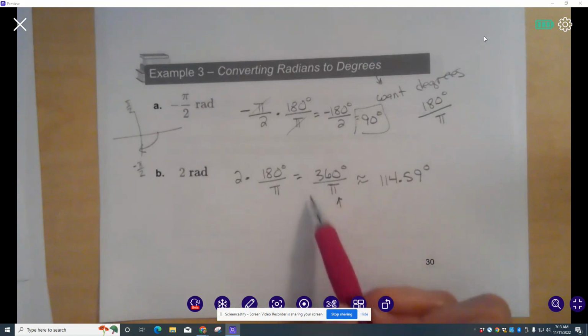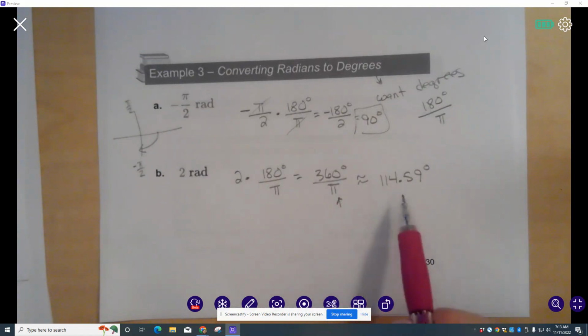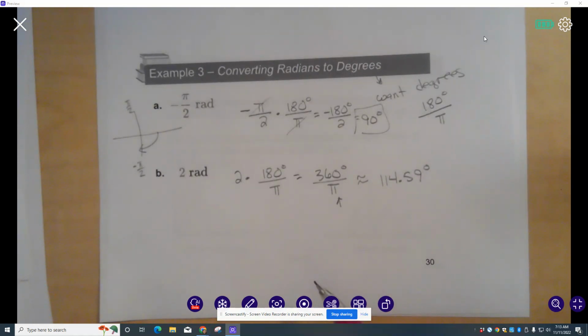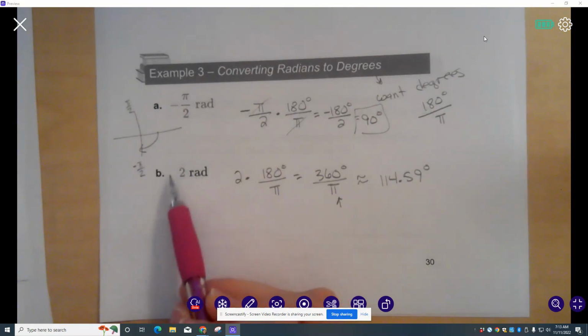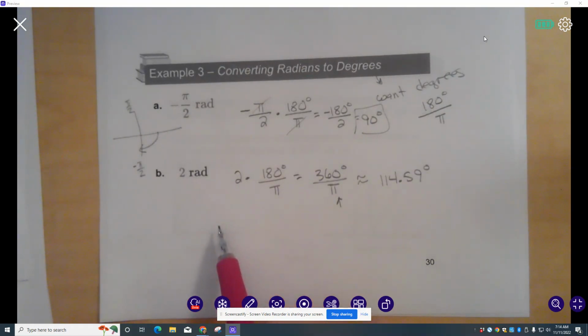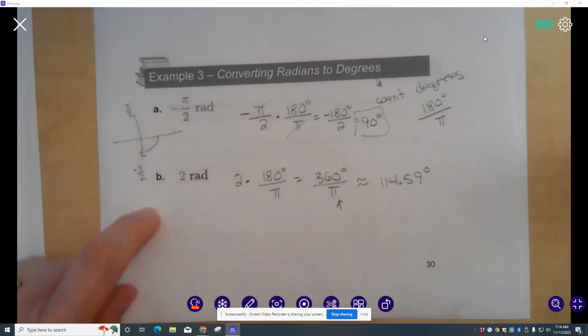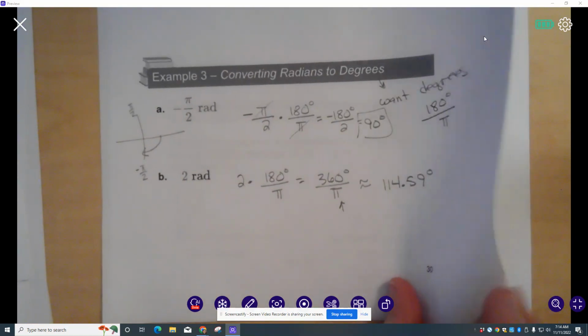So this obviously is a calculator problem. I mean, you could leave your answer like this if it were non-calculator, but to get the full degree measure, we want to use the calculator on that one. So when they started with the 2 here, they already multiplied it by the pi. So that's why it looks a little different. Most of the time, you'll be converting an angle that has the pi in it.